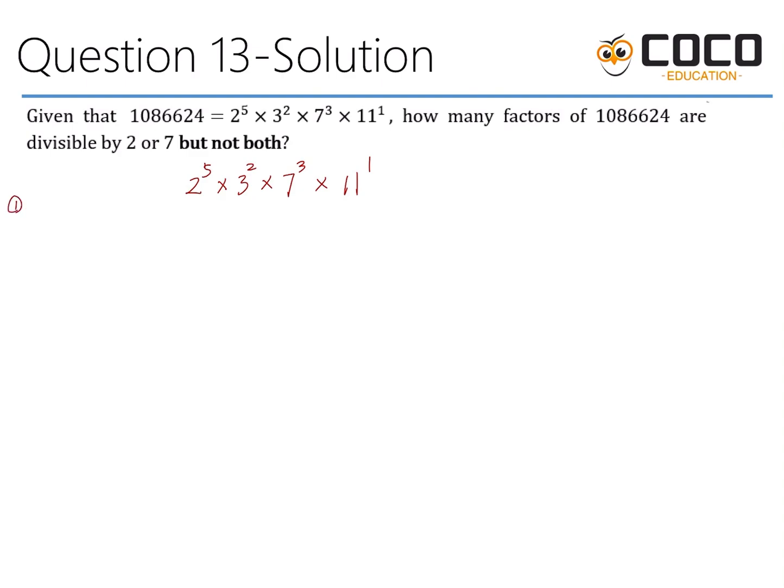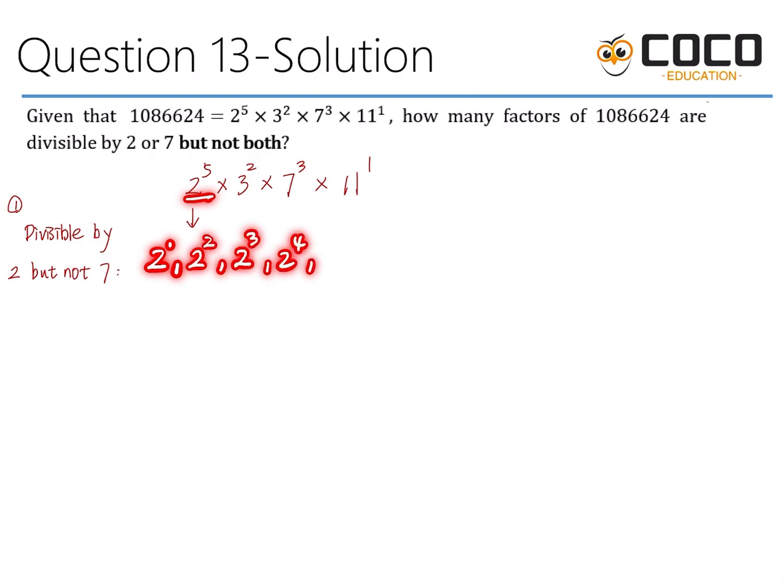So case 1, these are the numbers that are divisible by 2 but not divisible by 7. When this is the case, it must contain a factor of 2. So you check here, the factor of 2 can be 2 to the power of 1, or 2 squared, 2 cubed, 2 to the power of 4, or 2 to the power of 5. So when you choose the factor of 2, there are 5 ways to choose it.